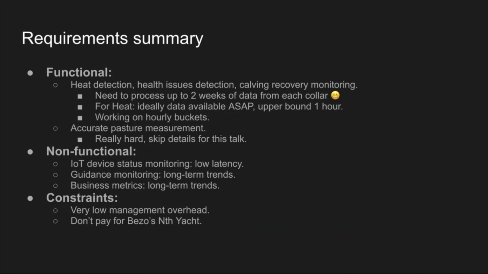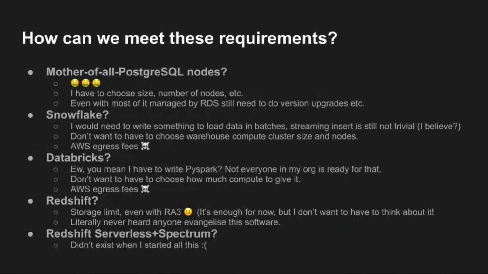And for some of these non-functional use case requirements, like device status monitoring, if something goes wrong with the device, we need to know about it very quickly because it's on an animal. As well as monitoring guidance and business. And then the constraints, again, just to refresh: we don't want to pay for a business's yacht, and we have half an engineer. How can we do that?